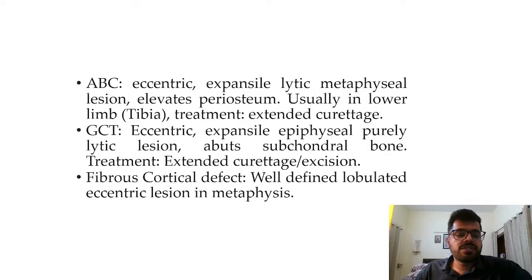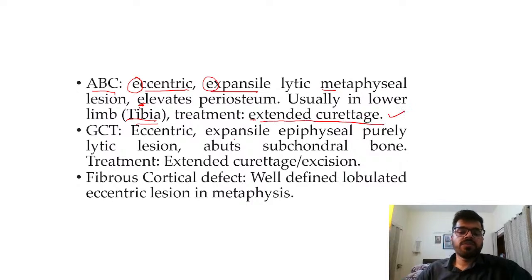So differentials, we have aneurysmal bone cyst, which is eccentric expansile. We have discussed E's, E for eccentric, E for expansile, metaphyseal lesion, and it elevates the periosteum. Usually in the lower limb, that is proximal tibia, and treatment we have discussed, E for extended curettage. So we do extended curettage with some adjuvant.